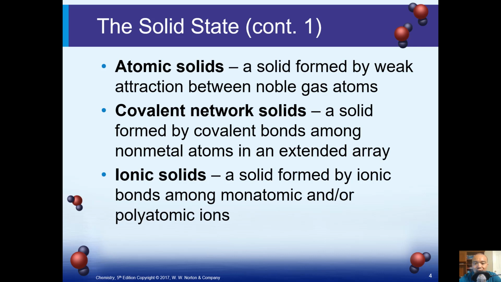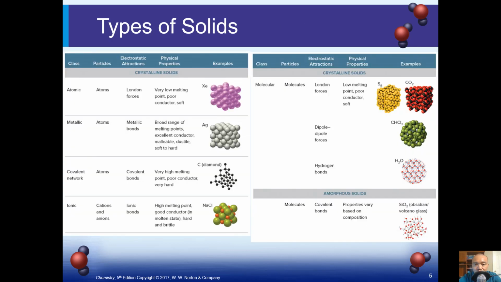In general, molecular solids exhibit lower melting points, consistent with the weaker intermolecular forces, compared to ionic or metallic solids. Metallic solids tend to be malleable, while ionic solids tend to be brittle. Let's look at a few examples of different types of solids.